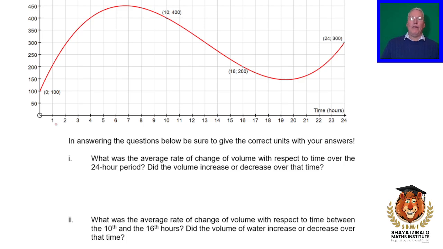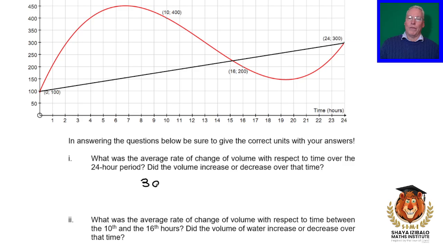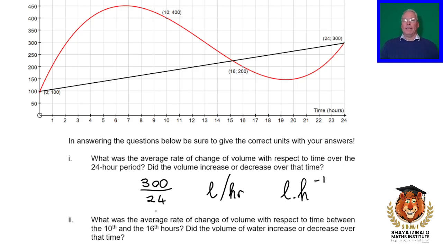So what was the average rate of change? When we talk about the average rate of change over the whole time, we're talking about from this point right across to there. What's happened is it has risen 300 and run across 24. So 300 over 24, and we're not going to work it out, but that will be liters per hour. We can write it like that, or we could write it as liters h to the -1.